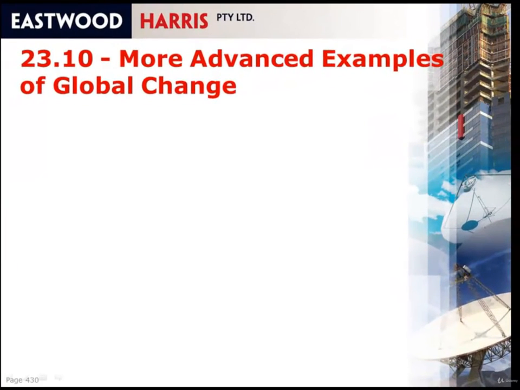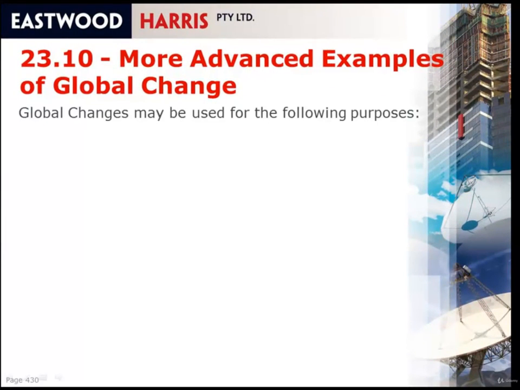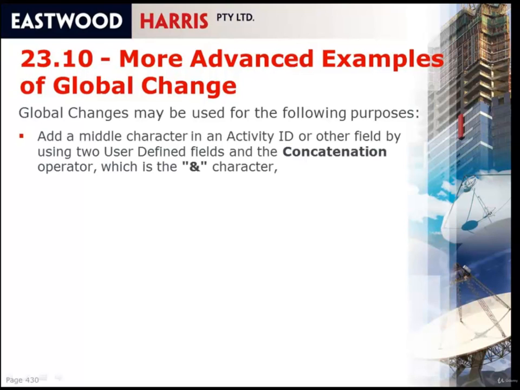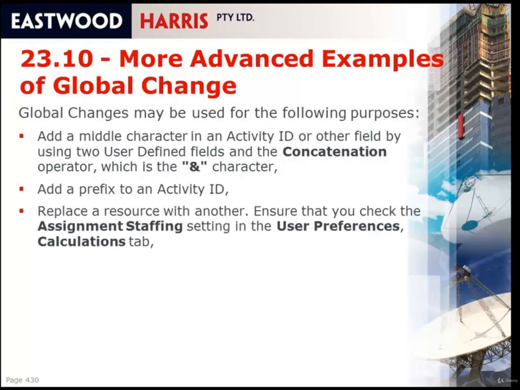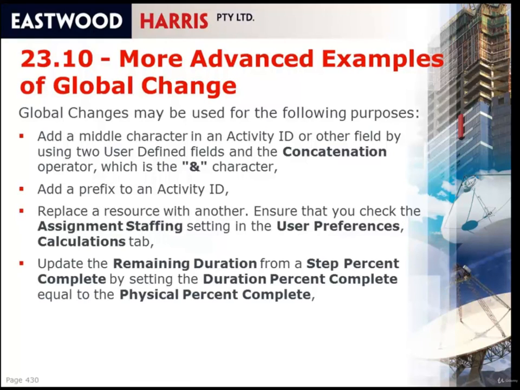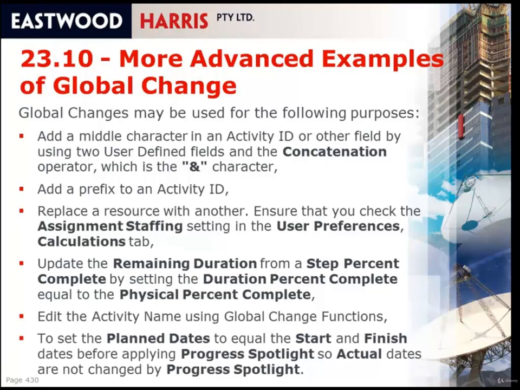More advanced examples of global change. So a global change can be used for the following purposes. First of all, adding a middle character to an activity ID, as we've just seen. You can add a prefix to an activity ID. You can replace one resource with another, but ensure that you check the assignment staffing in the User Preferences Calculations tab. You can update the remaining durations from a step % complete by setting the duration % complete to equal the physical % complete. You can edit the activity name using global change functions, and you can set the plan dates to equal the start and finish dates before applying Progress Spotlight, so the actual changes are not changed by the Progress Spotlight function.